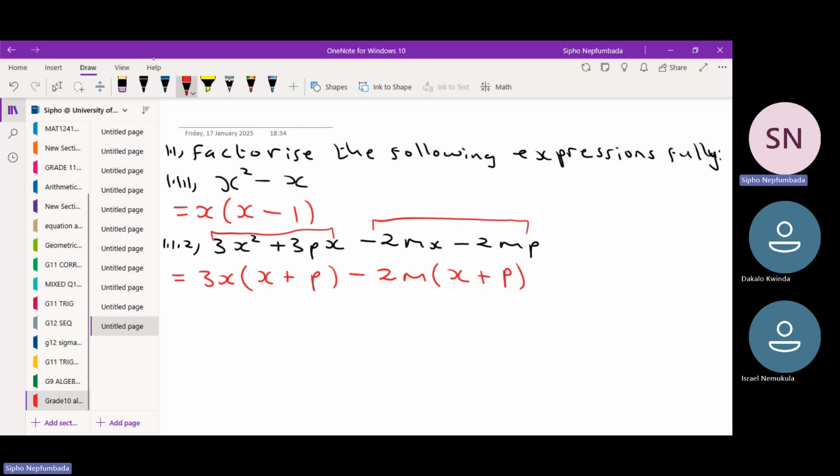Why were we doing this one? Because we want to make sure that things that are inside the brackets are the same. And so that we can apply that rule that if we've got two brackets where things that are inside are the same, we copy one of them and we make another bracket and we put the coefficients of those other brackets inside. Did you get it?